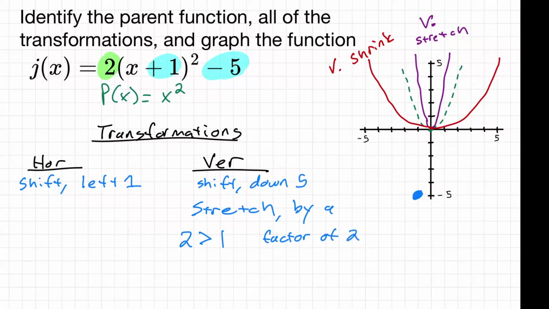Or you could just put stretch by 2. The word factor is important though, because it's just insinuating that we're multiplying everything by 2. Now, with that said, if a number is between 0 and 1, that's when we call it a shrink. So if the number is bigger than 1, it's a stretch, but if it's between 0 and 1, it's a shrink. Do I need to worry about negatives?